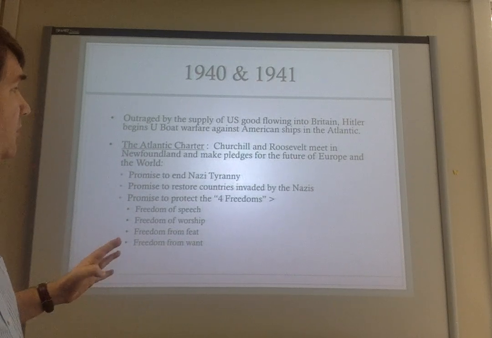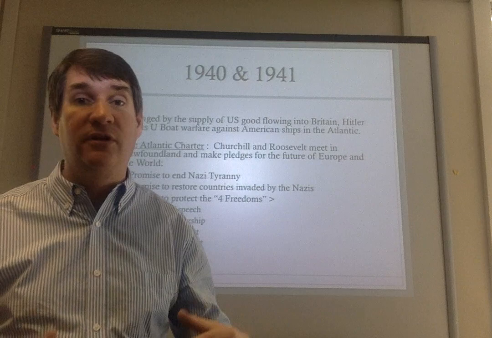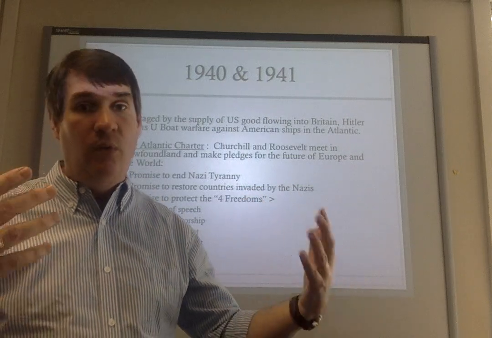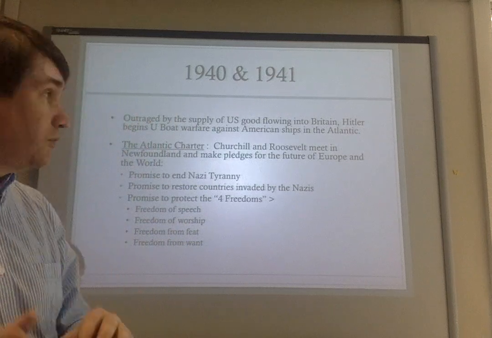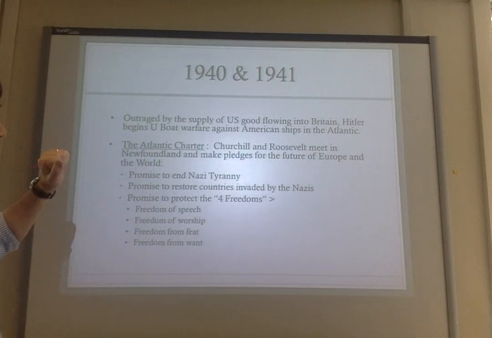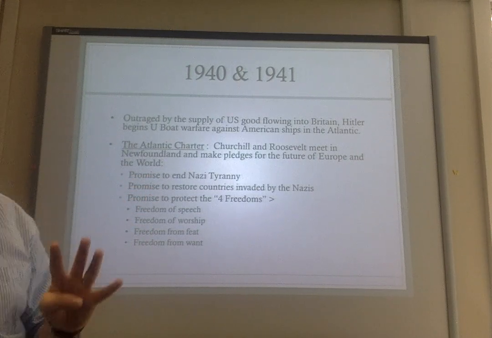1941, and they come up with what's called the Atlantic Charter, which is an agreement between the countries to try to set things right in the world once the war is over. And so just to give a rundown of what they said, they promised to end Nazi tyranny. They promised to restore countries that were invaded by the Nazis. They promised to protect the four freedoms.